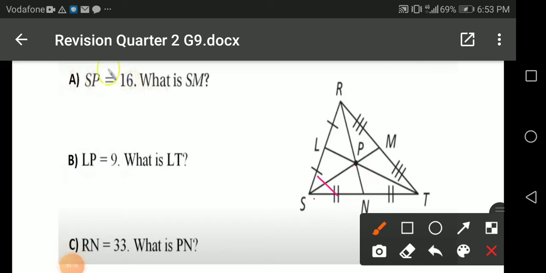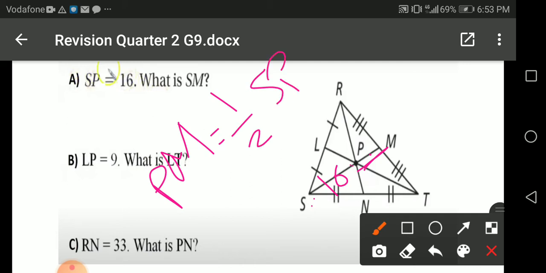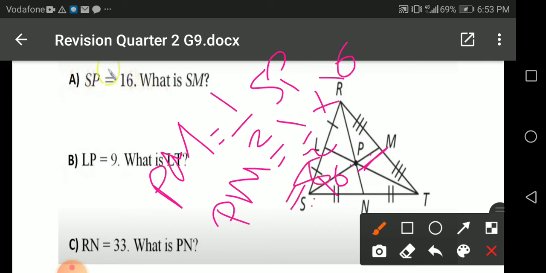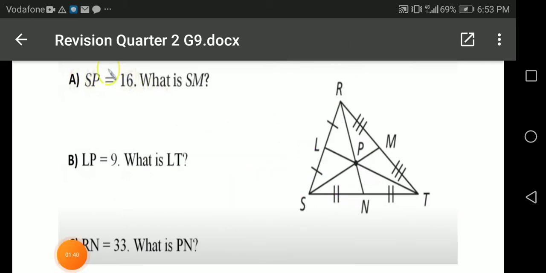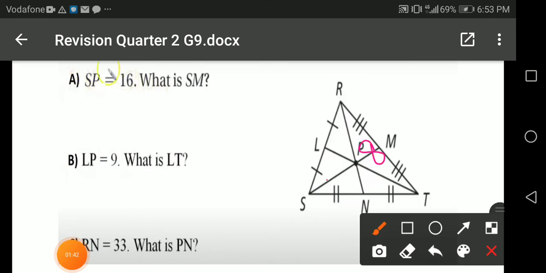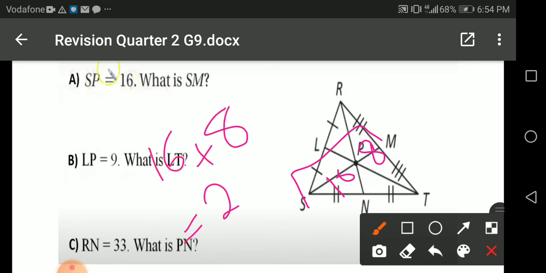SP here is given as 16, so PM is half of SP. Remember this, my dear students: PM equals half of SP, so this will be easier in calculations. So PM will equal half of 16, so it would be 8. Here PM is 8, and here we have 16. What about SM, the total? I'm going to add 16 plus 8, so you're going to have 24 for SM.